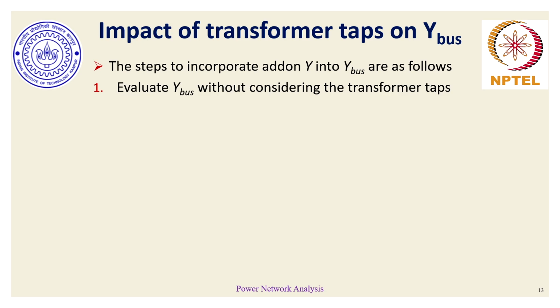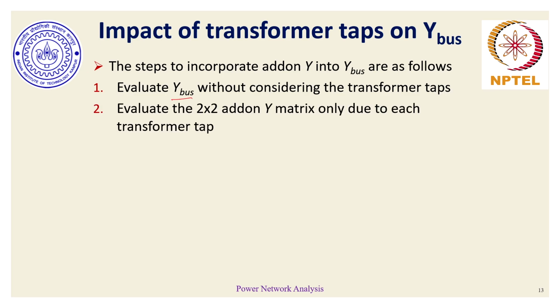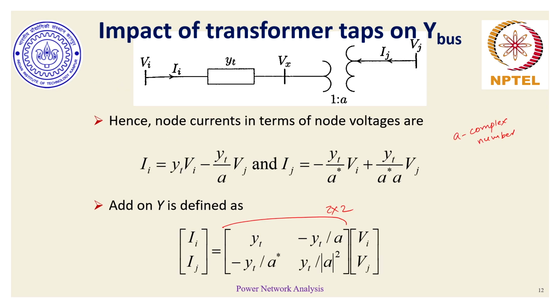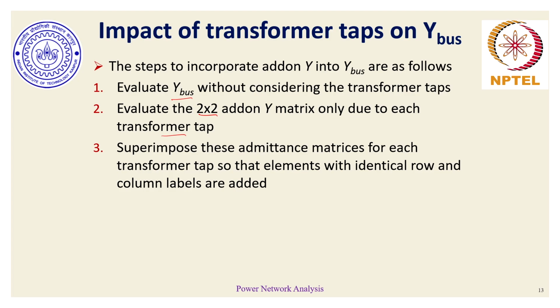To incorporate the effect of transformer taps on Y bus, the first step remains the same, that is, evaluate Y bus without considering the presence of transformer tap. For every transformer tap, evaluate the 2 cross 2 add-on matrix. This add-on matrix will have labels of I, J, I and J as discussed earlier, because the elements relate current I with voltage I, and current I with voltage J. If you are careful about these labels, the superimposition effect remains the same. Elements with similar row and column labels in the add-on matrix and Y bus just have to be added.